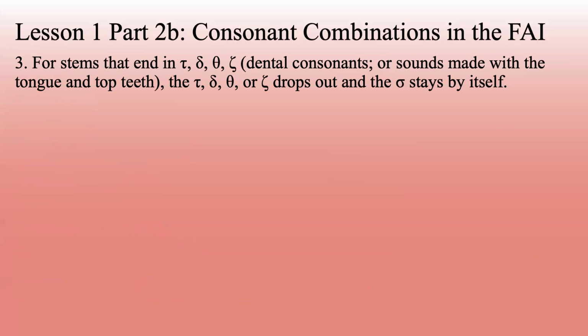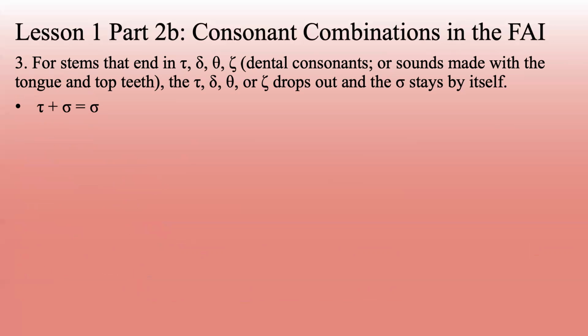Then number 3, for stems that end in tau, delta, theta, or zeta, which are dental consonants, or sounds made with the tongue and the top teeth or the back of the teeth, the tau, delta, theta, or zeta drops out and the sigma stays by itself. So we have just a sigma, the tau, delta, theta, or zeta in the stem just disappears.